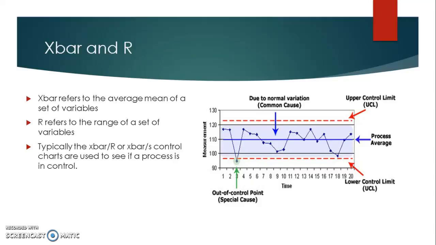Control charts are used to see if the process is controlled. Typically, they're used together because you're checking the mean and you're checking the variance on a normal process.